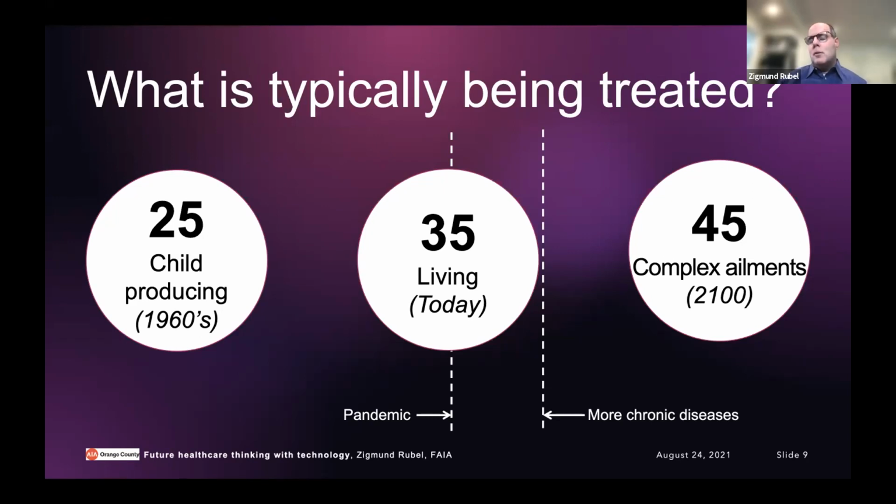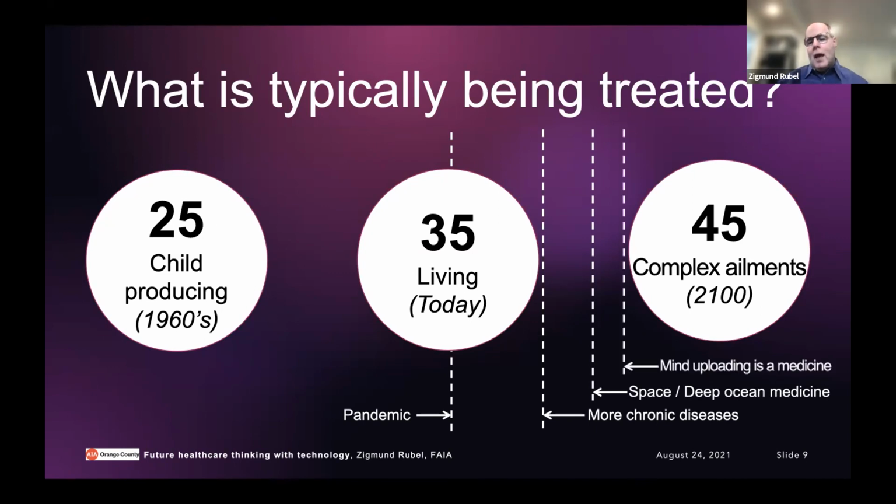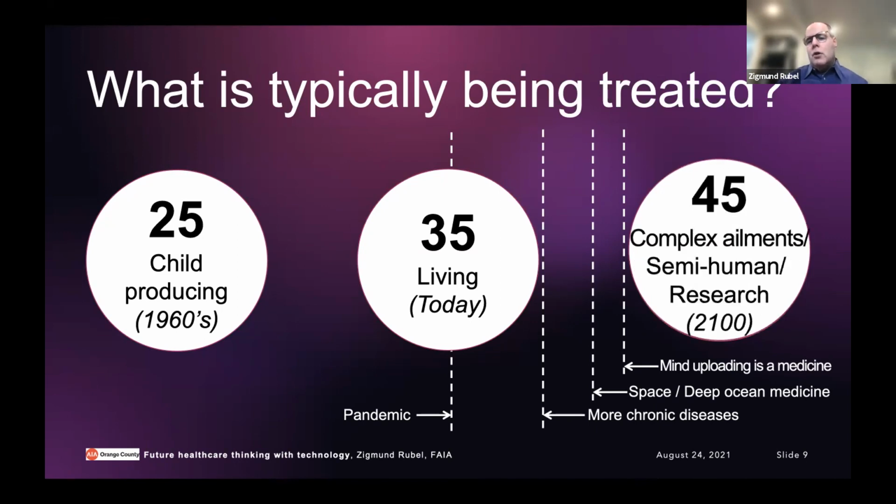And I believe there's going to be more of it because we're just aging and our body isn't used to living as long. There's going to be medicine that is made in space and below the seas that are going to be transformative. And Elon Musk did not ask me to put this in here, but mind uploading is going to be a form of medicine or in terms of therapy. So what's going to happen at the end of the century is we are going to be dealing with complex ailments, but people are going to be part human and part machine. People are that way now.